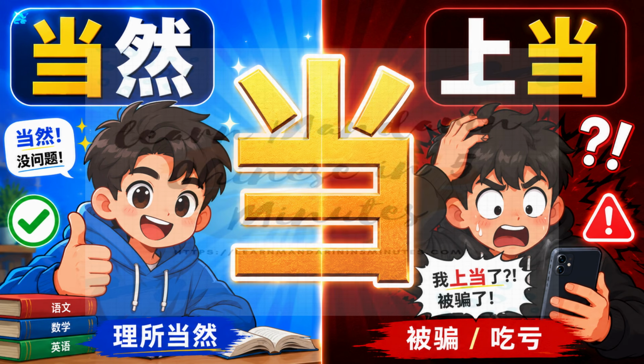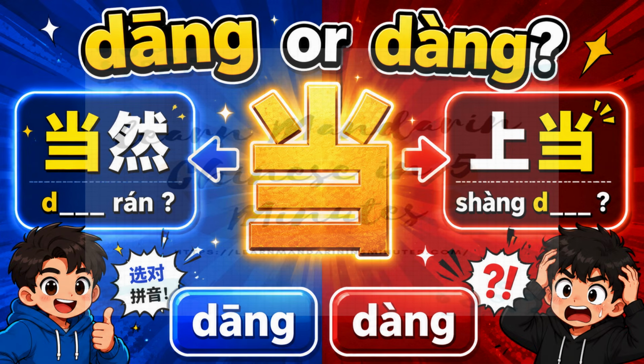You probably know this word, 当然. It's one of those words every Chinese learner uses. But then you see another word, 上当, and suddenly the same character doesn't feel friendly anymore. Wait, 当然, 上当, same Chinese character, but one is dāng, the other is dàng.